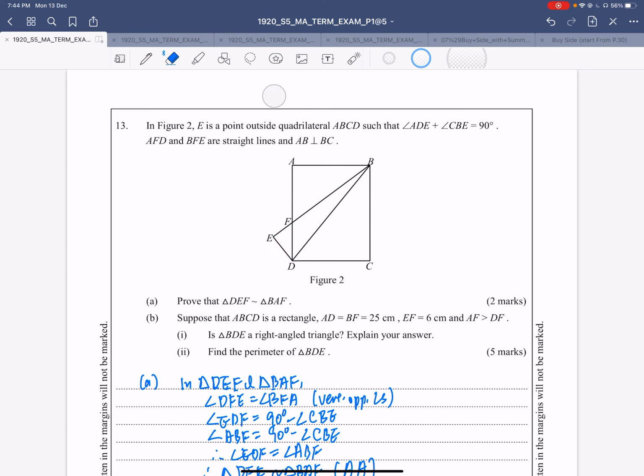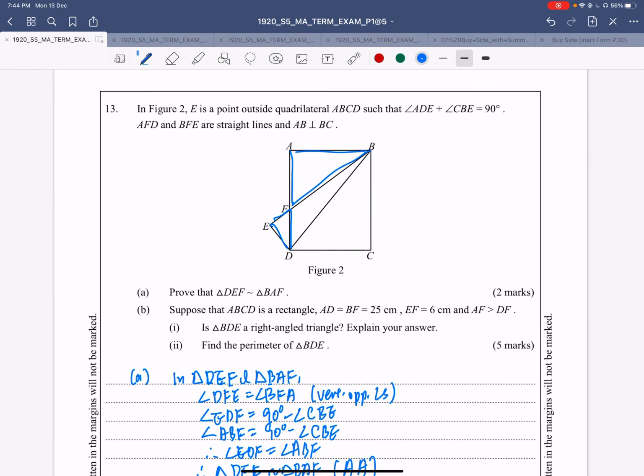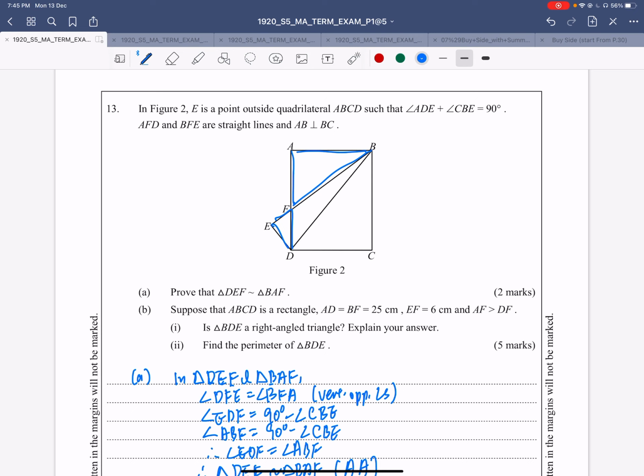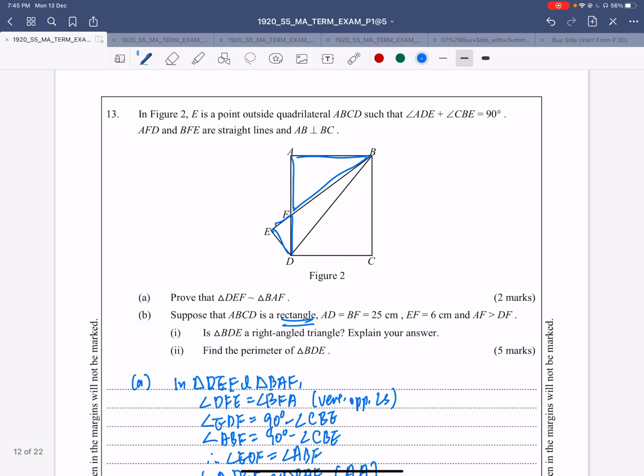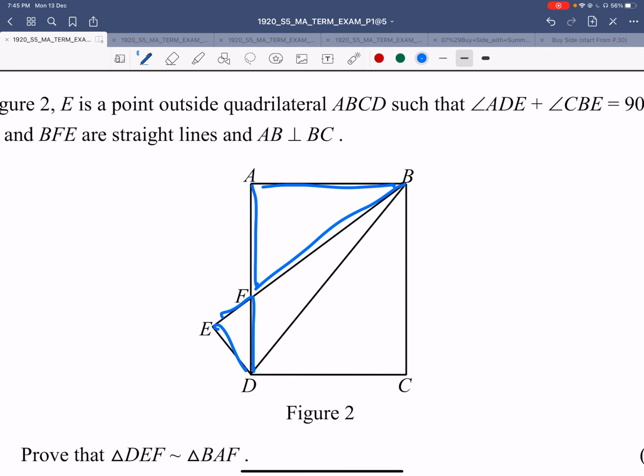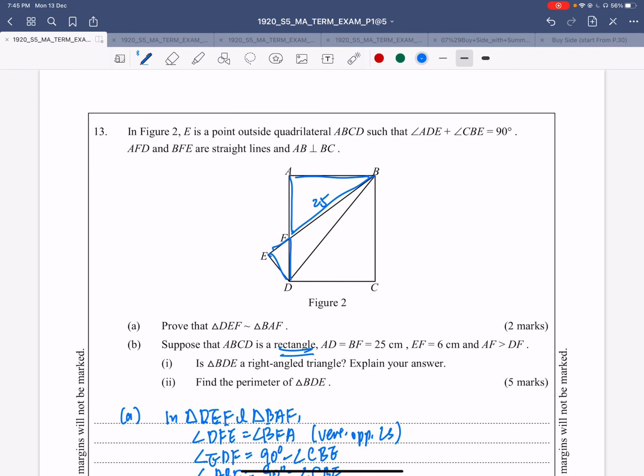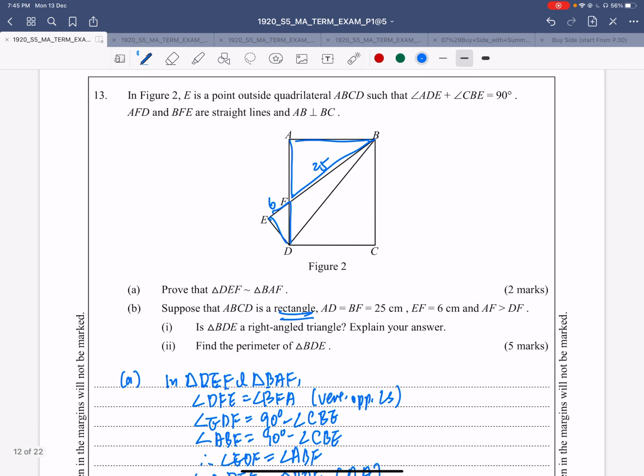Perfect, right? All right, then let's look at the other hints. Suppose ABCD is a rectangle, a property of rectangles: AD equals BF equals 25. So BF is 25, the whole AD is 25. EF is 6. Part B1: show that triangle BDE is a right angled triangle.